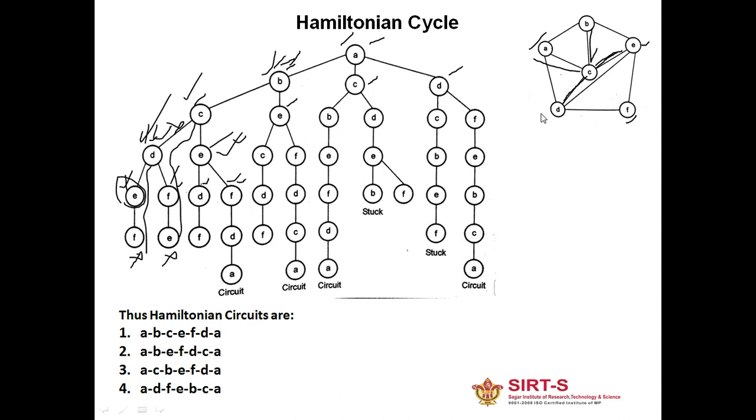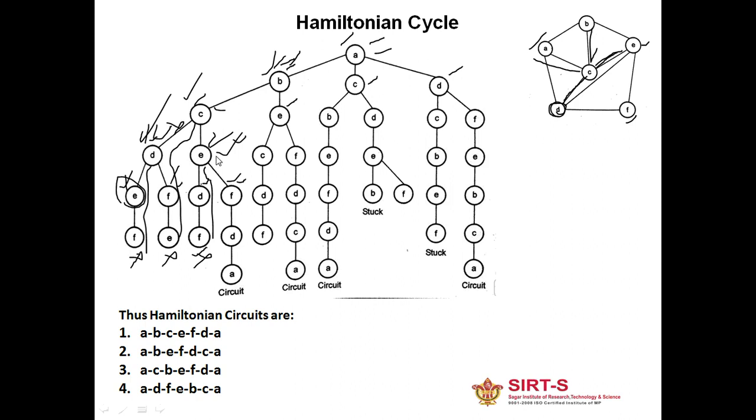For this D, again we will take the adjacent nodes. The adjacent nodes of this D are C, A, E and F. We are left with only F itself because E, C and A are traversed. So we are going to take this F. From F we have E and D as adjacent nodes and they are already traversed, so it is not going to make a circuit.